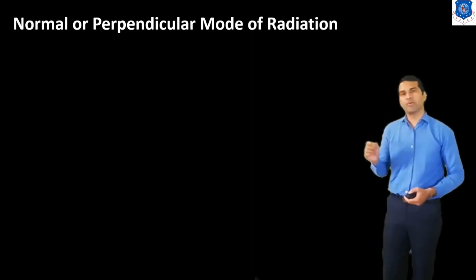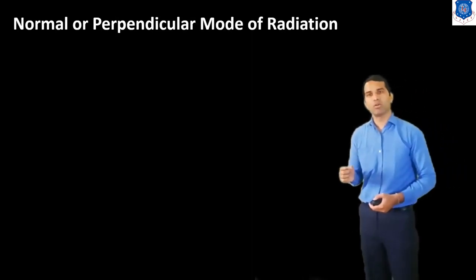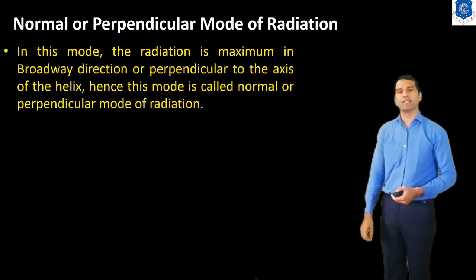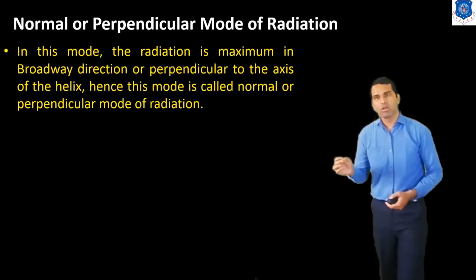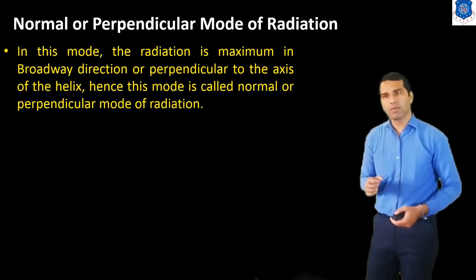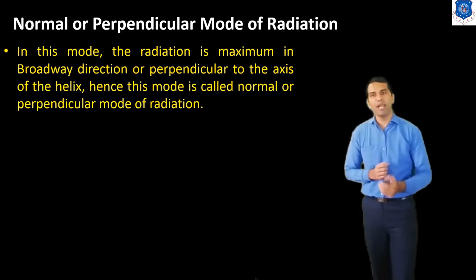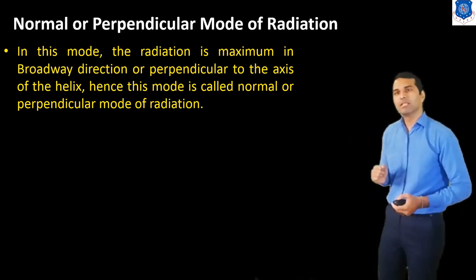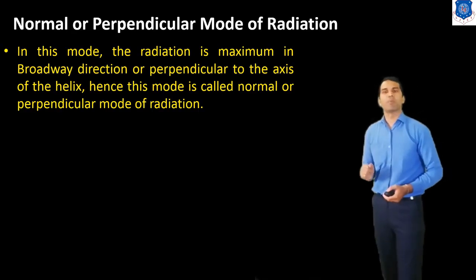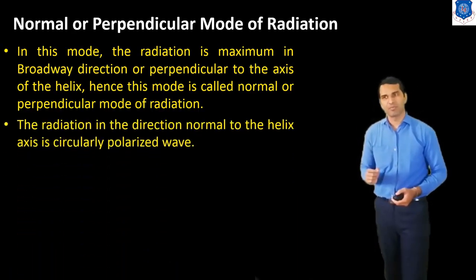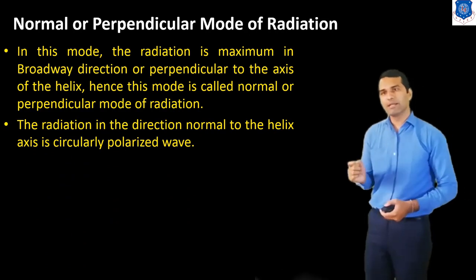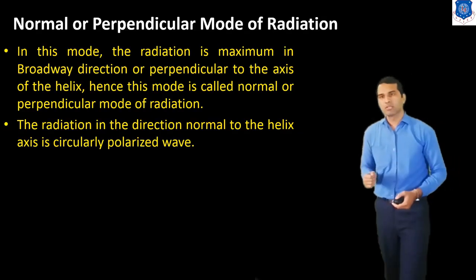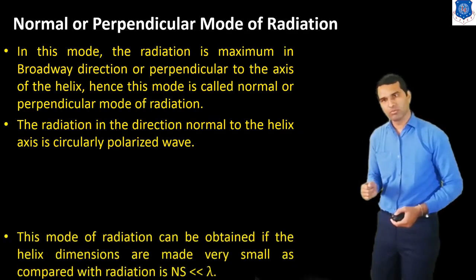Now we discuss the first mode of radiation, which is the normal mode of radiation, also known as the perpendicular mode of radiation. In this mode, the radiation is maximum in the broadside direction, or perpendicular to the axis of the helix. Hence, this mode is called the normal or perpendicular mode of radiation. The radiation in the direction normal to the helix axis is a circularly polarized wave.